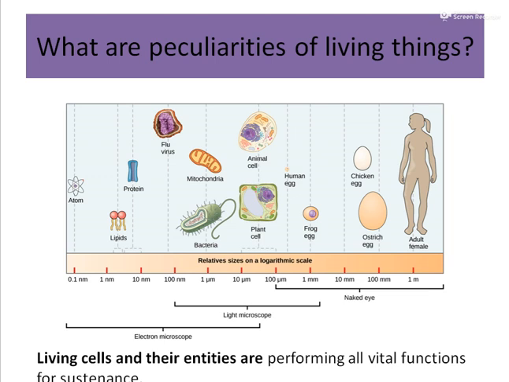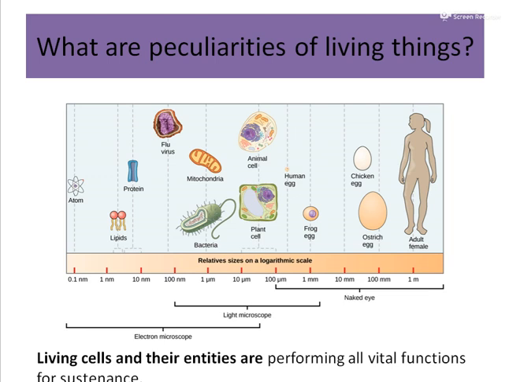What do you mean by micrometer? A micrometer is 10 to the power of minus 6, or 1 by 10 raised to 6. Or you might also have nanometer-size organisms. A nanometer is 10 raised to minus 9, or 1 by 10 raised to 9. So different types of living forms are present.